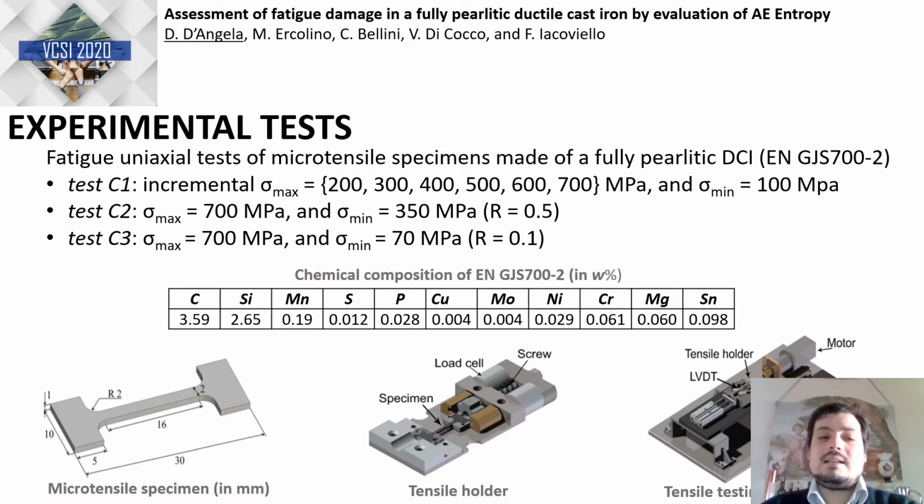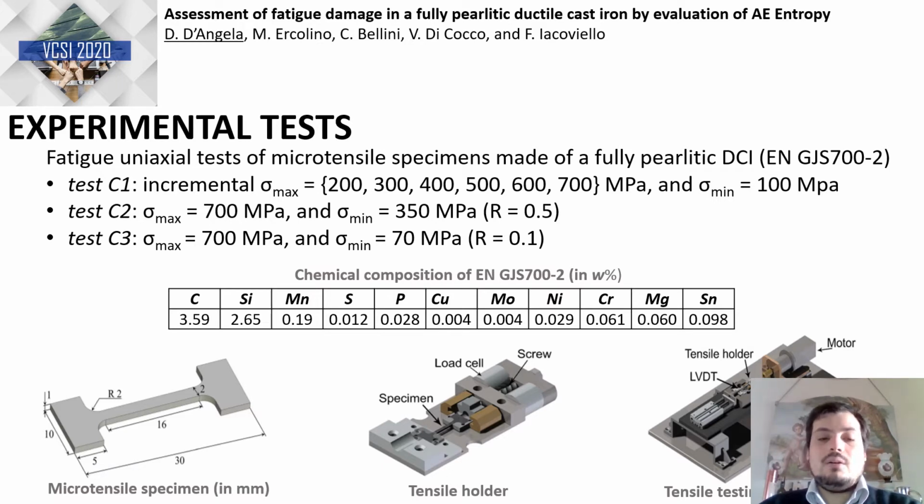The test C2 has a fixed sigma max of 700 megapascal and sigma mean of 350 megapascal with R that is equal to 0.5. The third and last test is with sigma max equal to 700 megapascal and sigma mean of 70 megapascal with R equal to 0.1. You can see the chemical composition of the material.